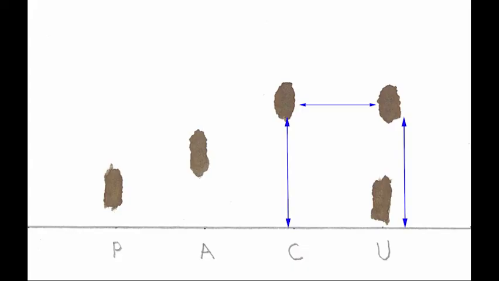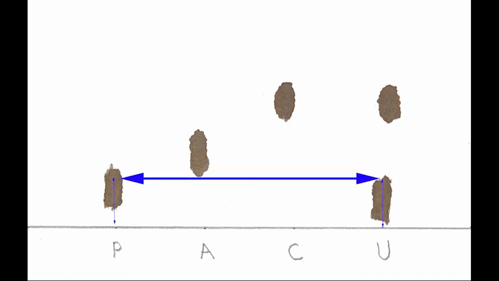Once your paper is dry and you can see colors, compare the distance traveled by each amino acid with the distance traveled by the unknown. The relative distance traveled by the unknown amino acid is the main identification factor. Based on your observation of the amino acids on your paper, identify the unknown amino acids.